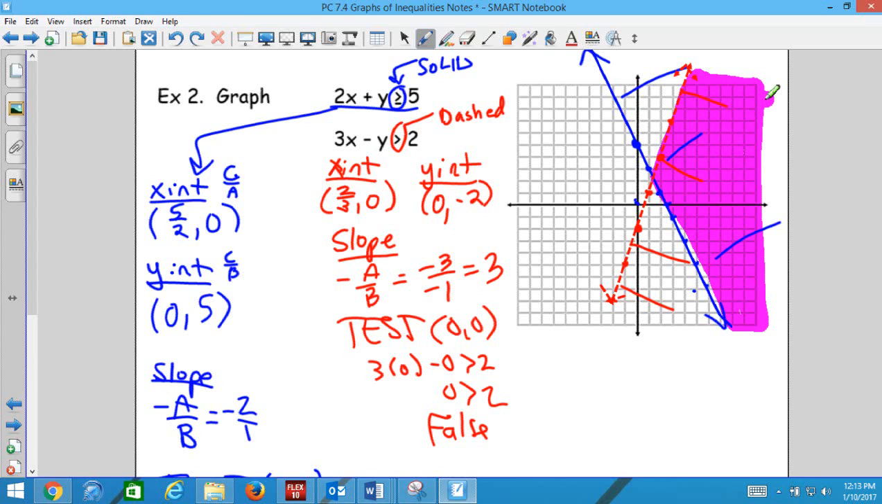So if you got that one, start graphing the example 3, the first equation in example 3.